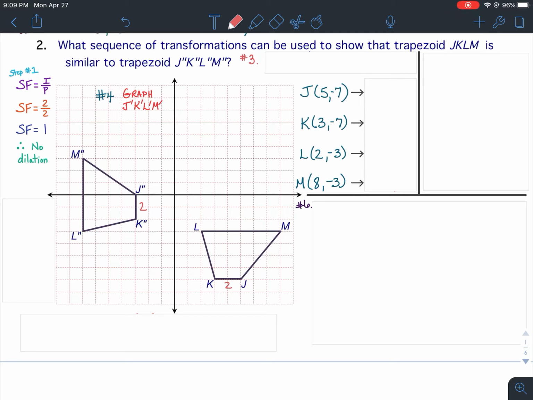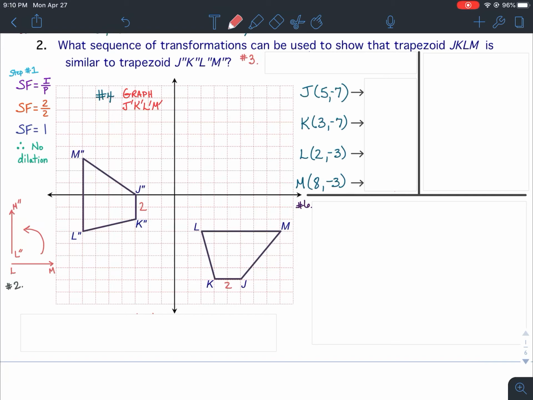Instead, I need to take a look at what happened between JKLM and J double prime, K double prime, L double prime, M double prime. So I'm going to start by looking at LM and L double prime, M double prime. Here is LM, which is going horizontally, and here is L double prime, M double prime, which is going vertically. So it went from horizontal to vertical, which means it turned. If it turns, there has to be a rotation.